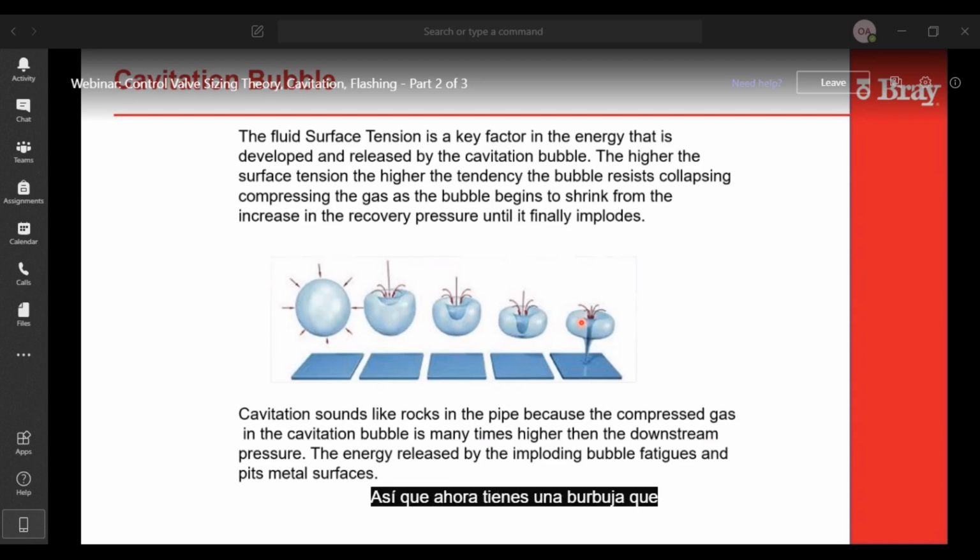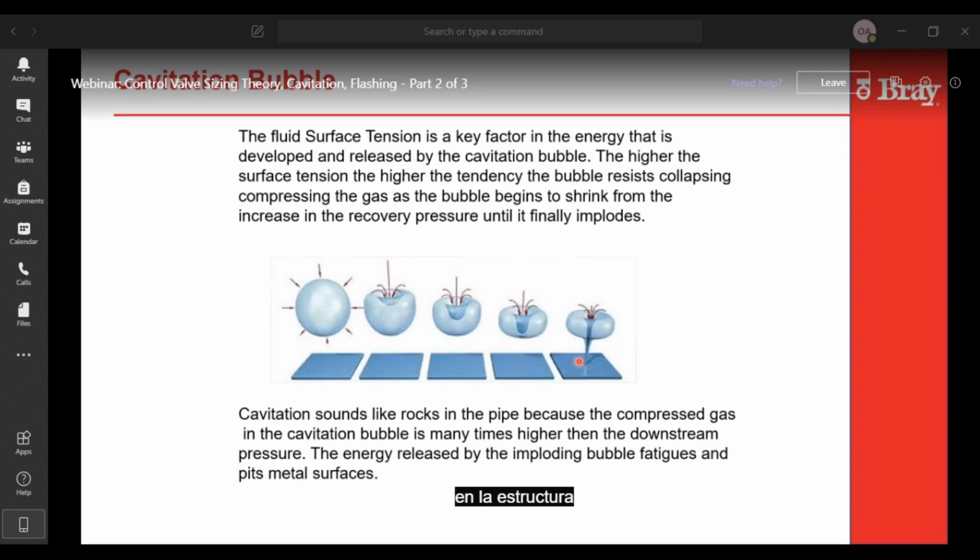So now you have a bubble that was a big gas bubble. Now it got compressed into a little gas bubble with a lot of pressure inside of it. And when the surface tension finally gives, it releases a large amount of energy. If that energy is released against a metal surface, it will fatigue the metal surface and start to wear away or chip away at the structure of the metal.